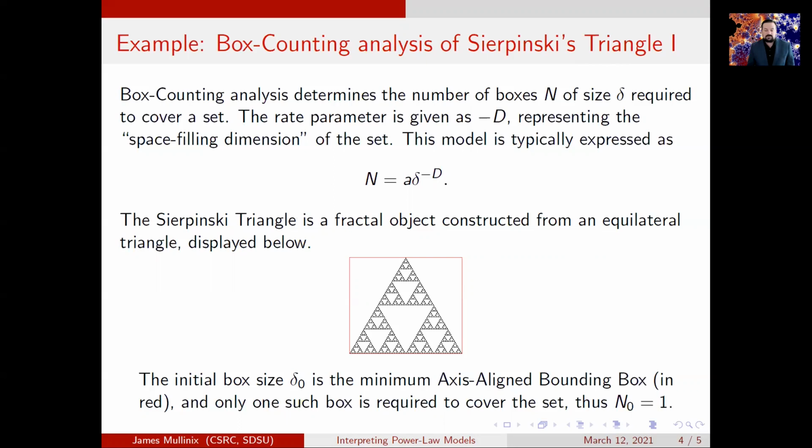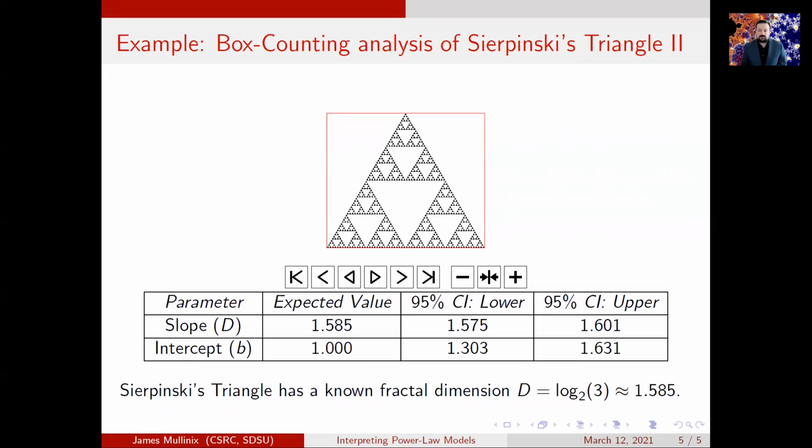And so the a-dimensionalization we'll take is to choose the minimum axis-aligned bounding box. It's basically the smallest box that could completely cover the set. And that yields the N naught, the first point that calculates the number of boxes, which is just going to be 1, because only 1 box is required to cover the whole set. And delta naught is delta naught, whatever that measure is, it doesn't really matter. So we're going to perform this recursively, and then log transform and get our slope.